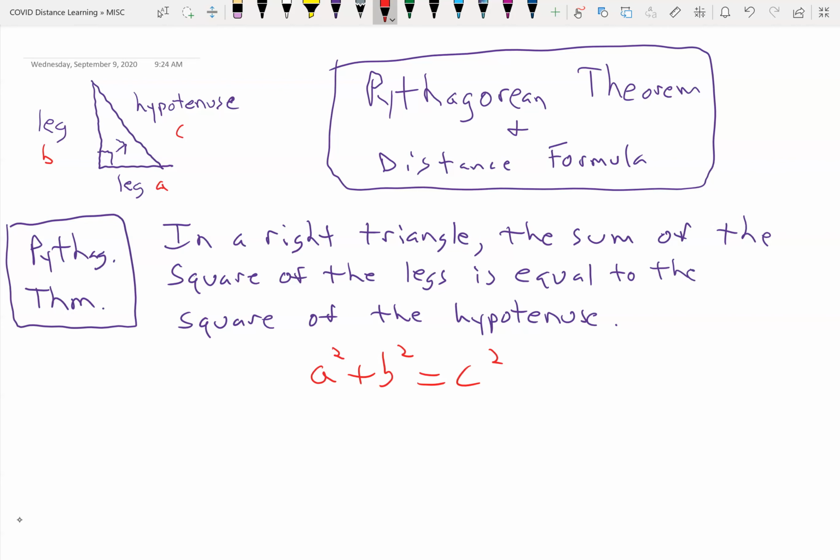Why does it not matter? It does not matter which one you call a and b because addition is commutative. We can rearrange those. It does matter which one you call the hypotenuse.